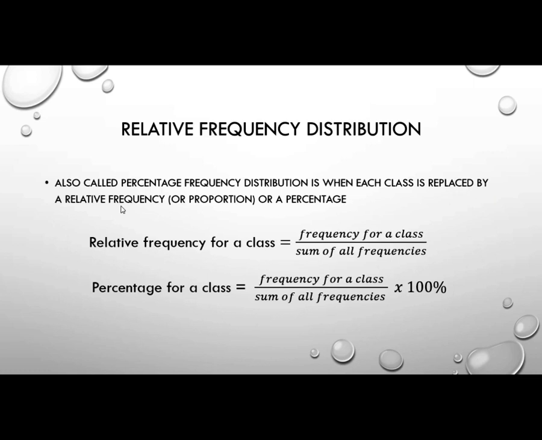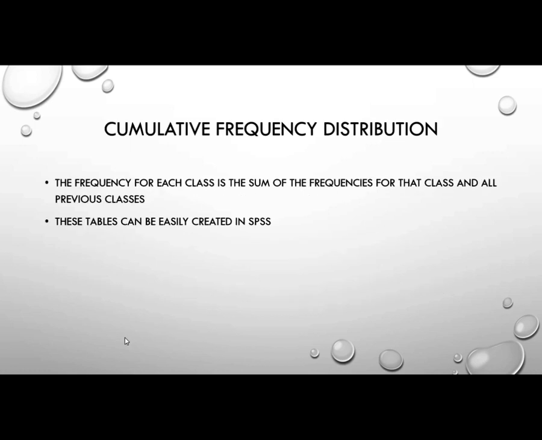A relative frequency distribution, or percentage frequency distribution, is when each class frequency is replaced by the relative frequency, or proportion, or a percentage. We most frequently use a percentage. So if I take the frequency for the class, divide it by the sum of all the frequencies, and multiply it by 100, I'll get the percentage of people in that class. This is a very complicated way of saying what we already know how to do. The cumulative frequency distribution is the frequency for each class, and it's the sum of the frequencies for that class and all the previous classes. I'll make this clear in just a second when I show it to you in an SPSS output table.